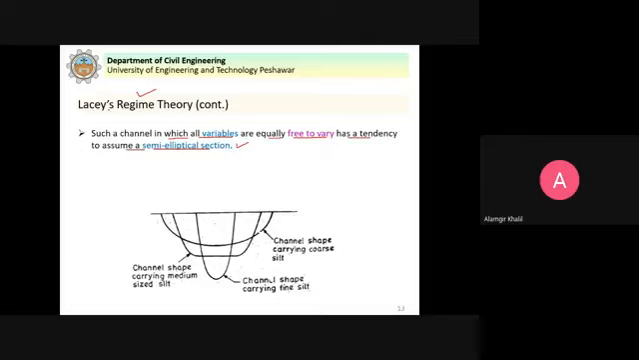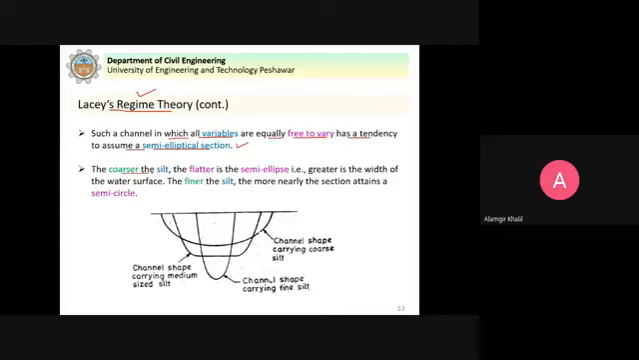So it means that according to Lacey's regime theory, the channels have a tendency to assume a semi-elliptical section. This is according to this theory.